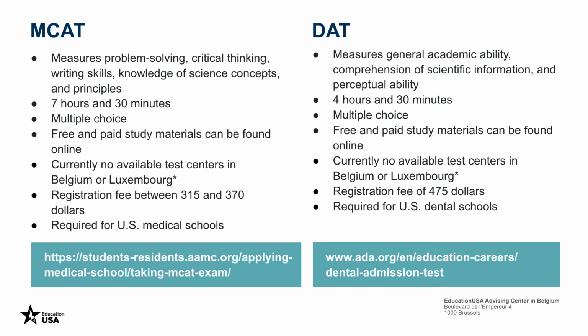The MCAT consists of questions in 4 sections: biological and biochemical foundations of living systems, chemical and physical foundations of biological systems, psychological, social, and biological foundations of behavior, and critical analysis and reasoning skills. On average, it will take around 7 hours and 30 minutes to complete the test, including breaks. Questions are multiple choice, and in order to prepare for the test, you can find a lot of both free and paid preparation materials on the official website of AAMC.